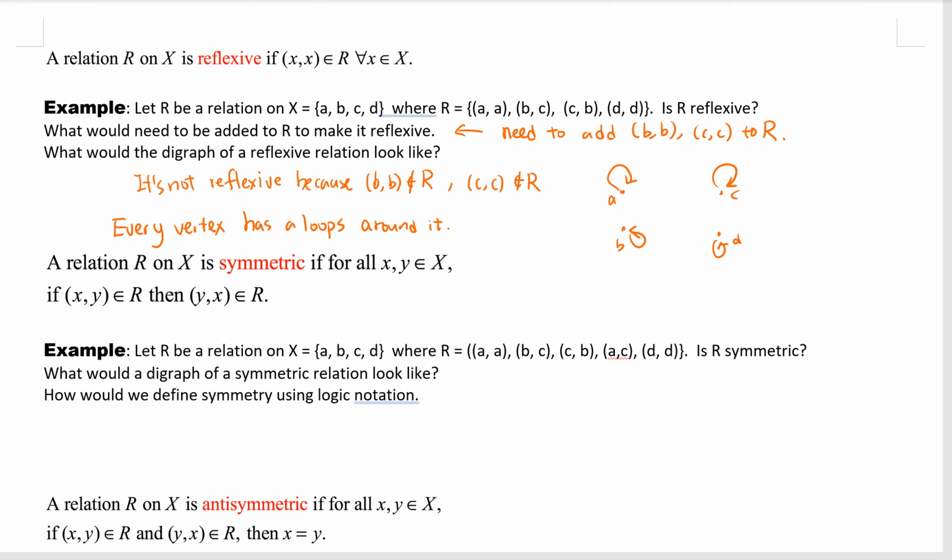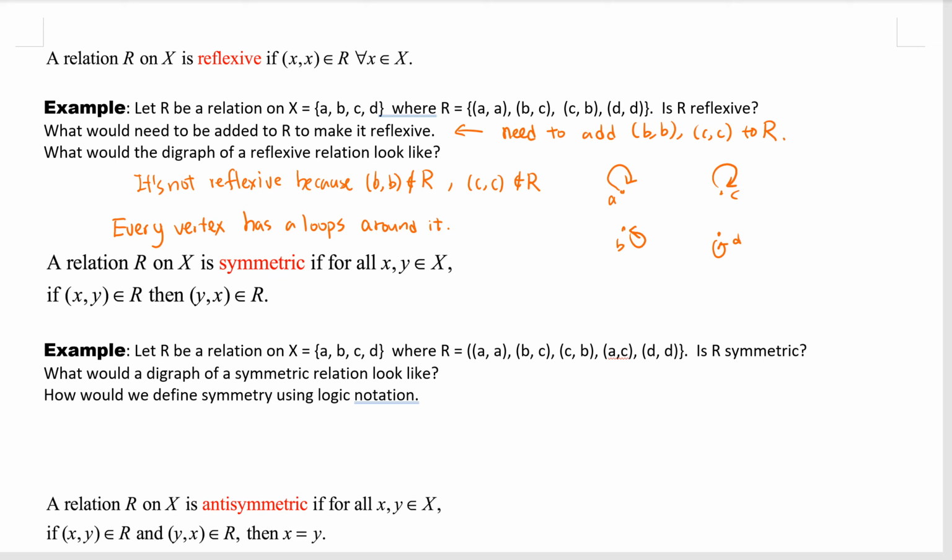Next, a relation R on X is symmetric if for all x, y in X, if the ordered pair (x, y) is in R, then the ordered pair (y, x) is in R. Example: let R be a relation on X = {A, B, C, D}, where R equals AA, BC, CB, AC, DD. Is R symmetric? What would a diagram of a symmetric relation look like? How would we define symmetry using logic notation? So symmetry means if xy is in R, then yx must be in R.